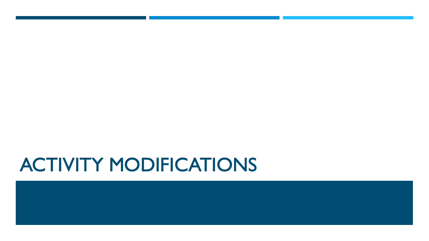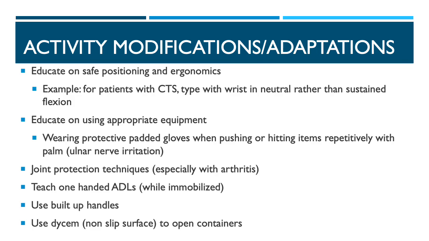First thing, activity modifications. We want to focus on educating our patients on safe positioning and ergonomics. So for example, we talked about our patients with carpal tunnel syndrome, have them typing with their wrist in neutral rather than sustained flexion. You want to educate people on using the appropriate equipment. So that can look like wearing appropriate protective padded gloves when pushing or hitting items repetitively with their palm. So this happens a lot with factory workers.